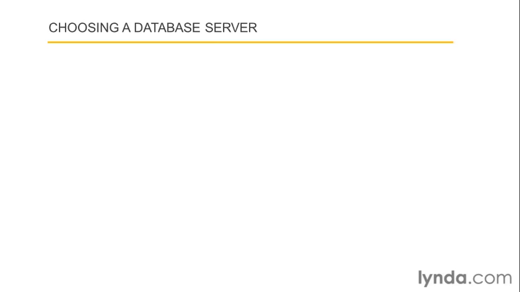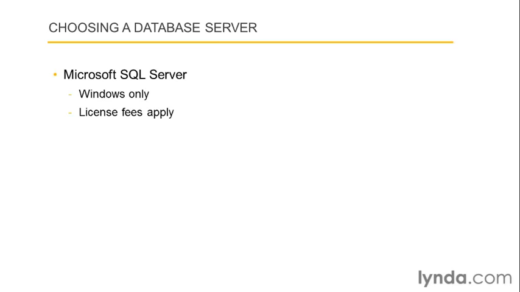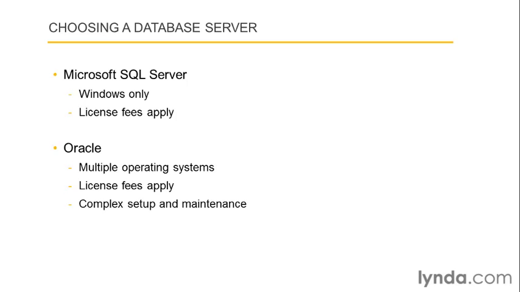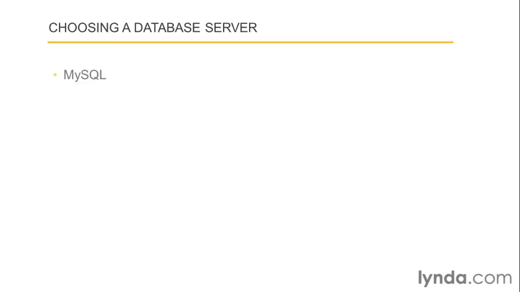Finally, there's the database server. One of the most popular database servers out there is Microsoft SQL Server. It operates only on the Windows platform, and the Enterprise Edition requires license fees. There is a community edition of Microsoft SQL Server that has limited capabilities. There's also Oracle, sometimes known as the 800-pound gorilla of the database world. Oracle works on multiple operating systems, including Windows and Linux, and there are license fees involved in using it. It's also fairly complex to set up and maintain, so if you're planning a small-scale website, you probably won't be interested in this database platform.